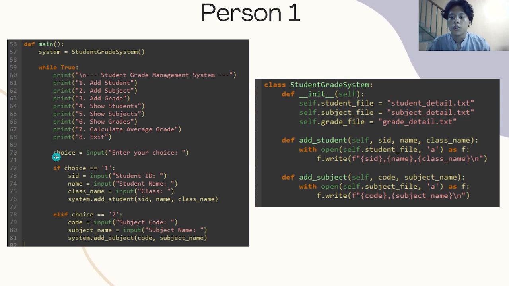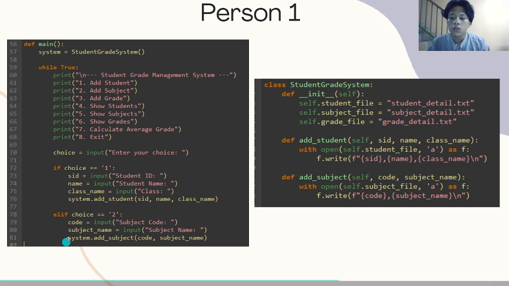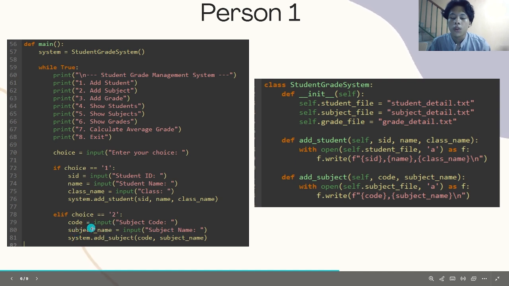So we ask the user for input of their choice, and we are using if. For choice one, we ask the user for student ID, student name and class, and this is to add the information into the file. The next is choice 2. We ask for the subject code and subject name, and the same, we will put the information into the file.